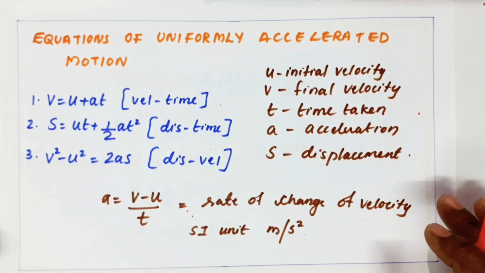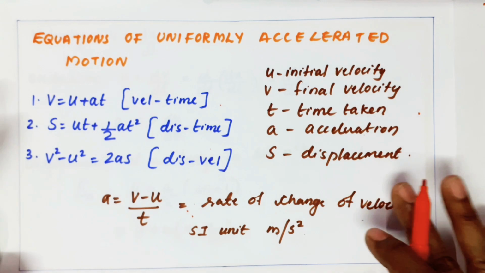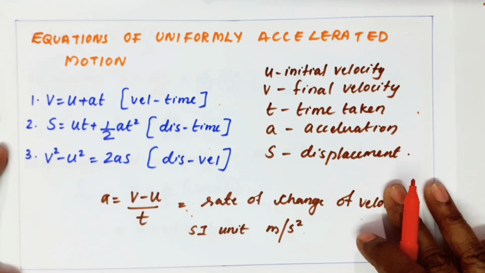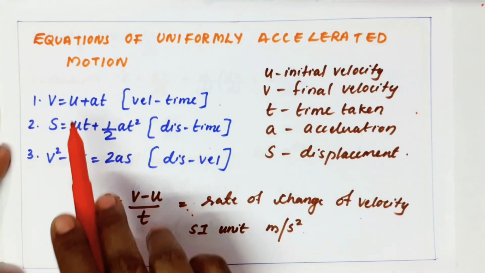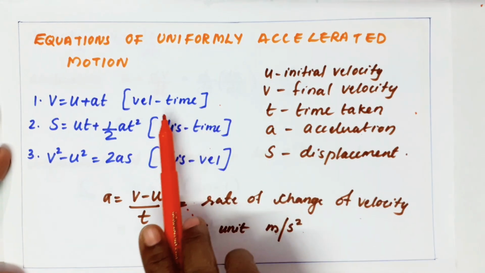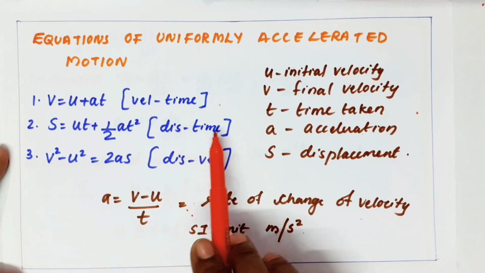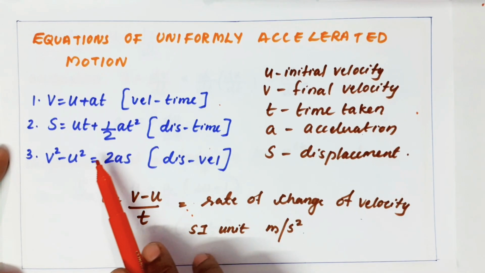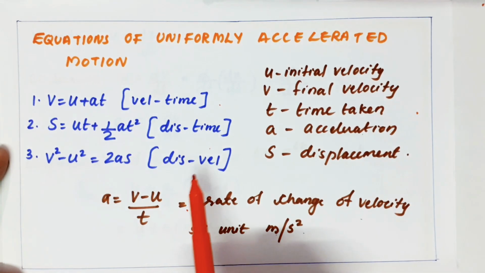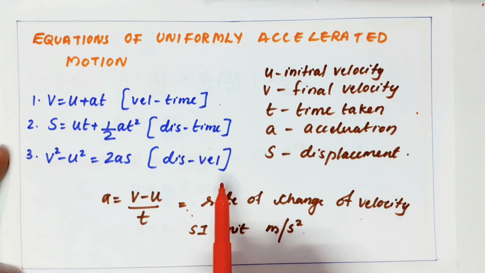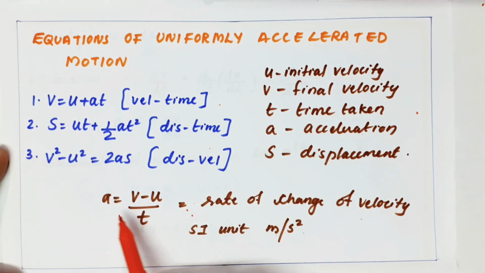See, you are all very familiar with the equations of uniformly accelerated motion. v equals u plus at is called the velocity time relation. s equals ut plus half at squared is called the displacement time relation. v squared minus u squared equals 2as is called the displacement velocity relation. And acceleration is (v minus u) by t, change in velocity by time.